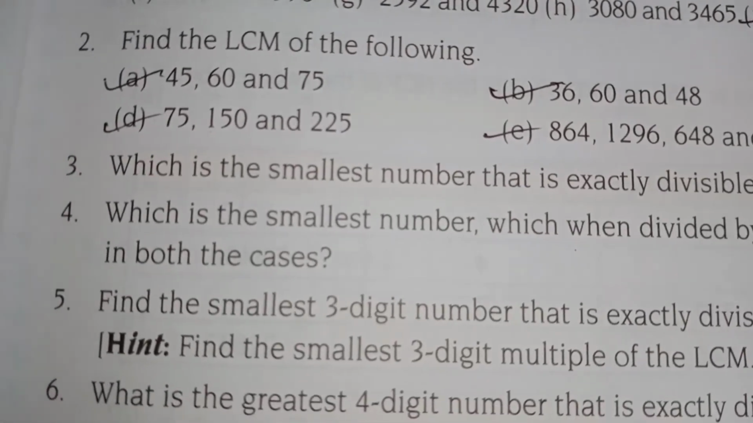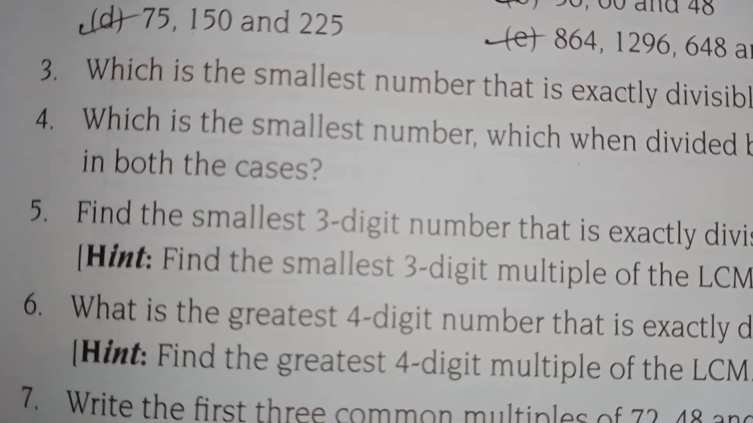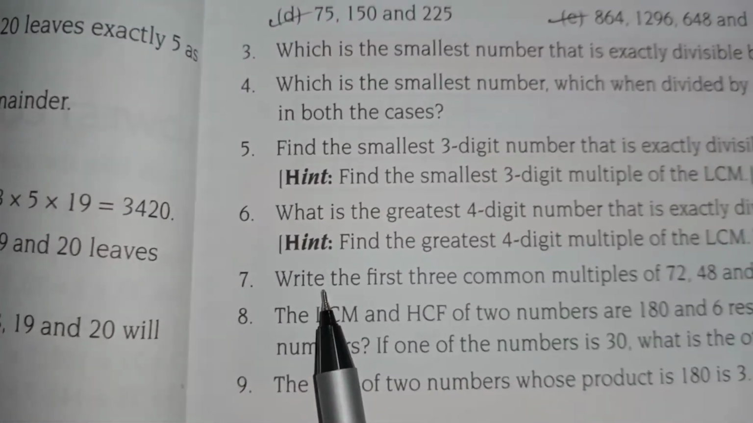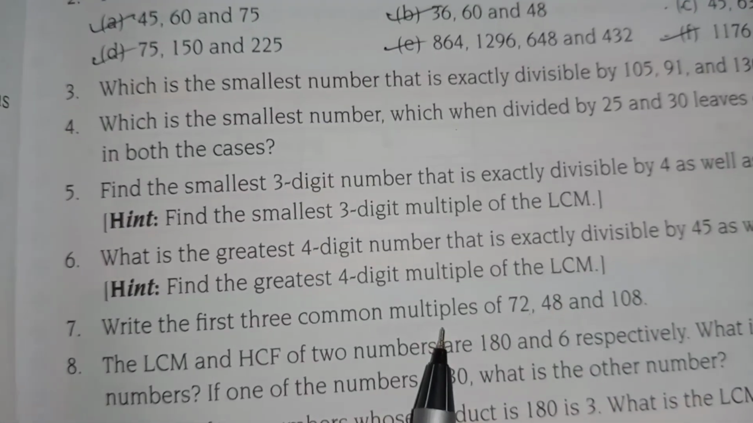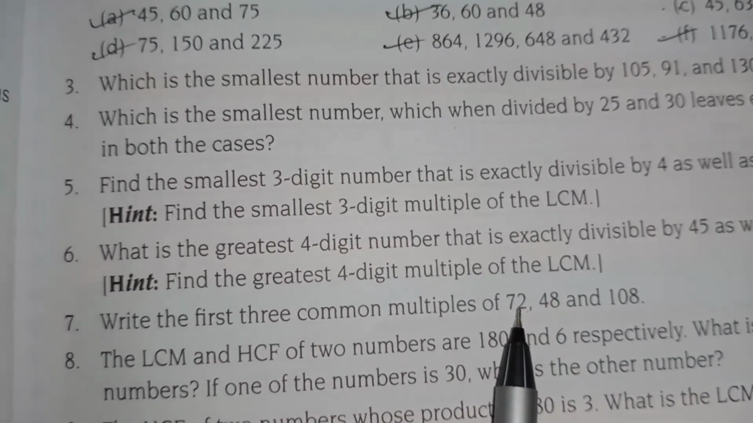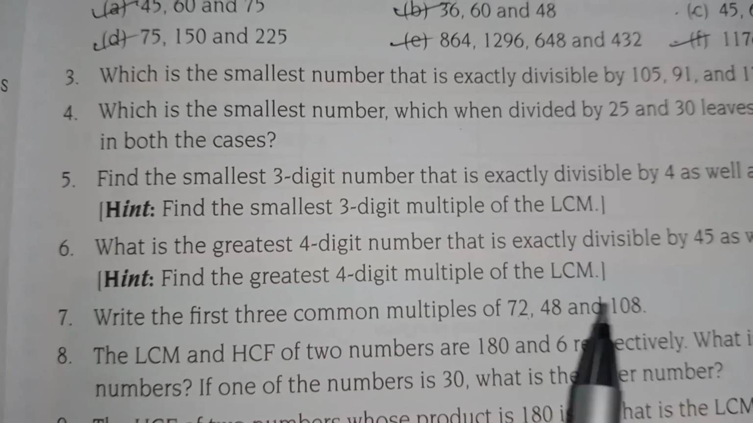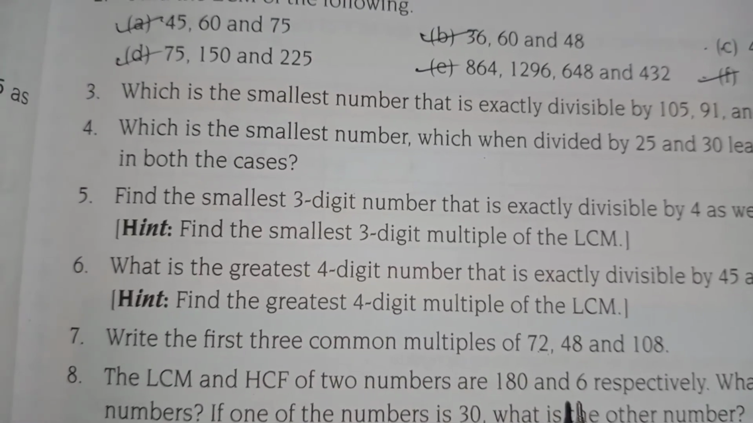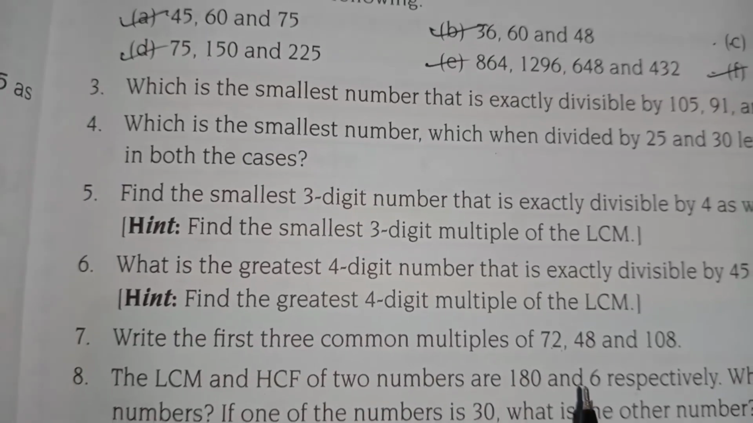Whatever I have taught you, you will do in your copy as classwork, and I think only one question will be there today for your homework. That is question number 7, which I have not done. It is very easy. You will write the multiples, meaning you will write the table of these 3 and find the first 3 common multiples, which are the same in all these 3. Understood?